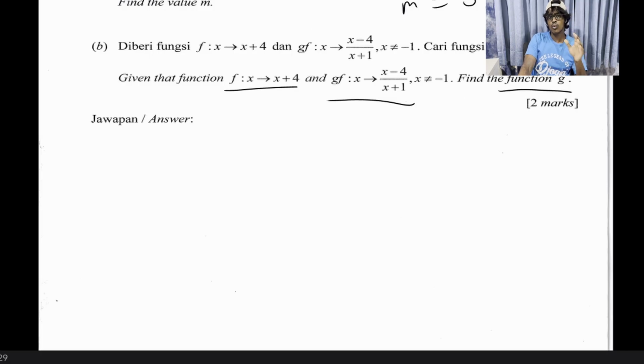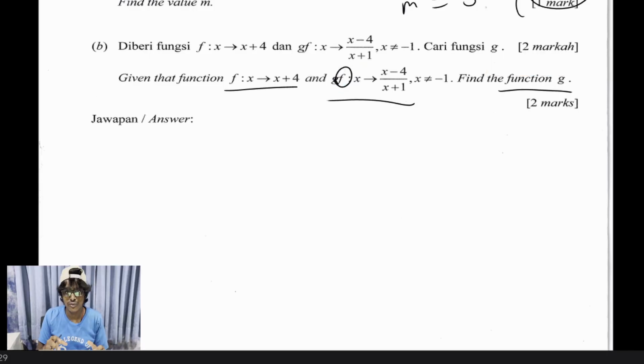If you want to remove this f, or find what's on the inside, let's say they gave a function called g(x) instead of f(x), and now they are asking you to find f. What you're going to do is replace it. What do I mean by that? Let's do the actual question first, and then we do a situation where it's the other way around.